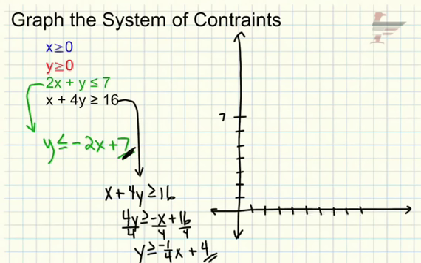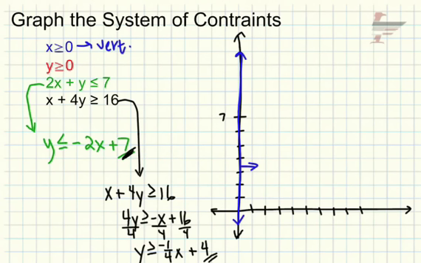Alright, so we need to graph x is greater than or equal to 0. This is always going to be your vertical line. It's going to be on the y-axis, which can be confusing, but it's the vertical line. X is greater than or equal to 0. And then greater than means we're going to be shading on the right side of this.